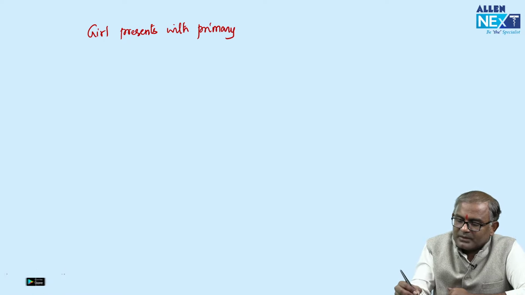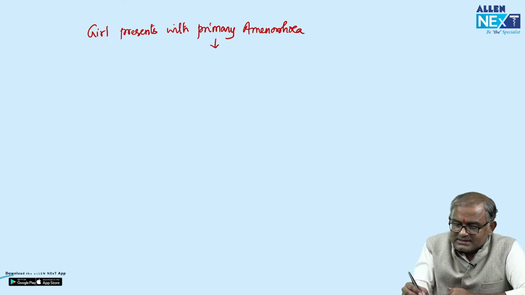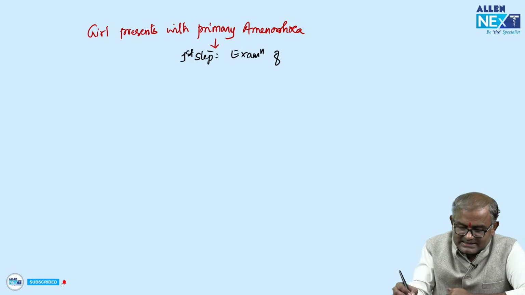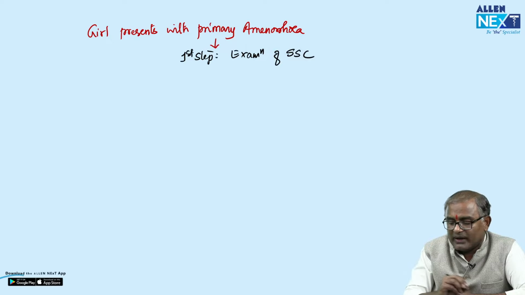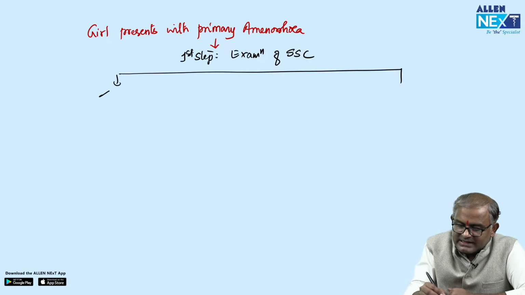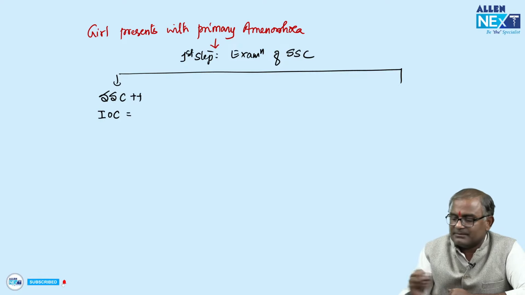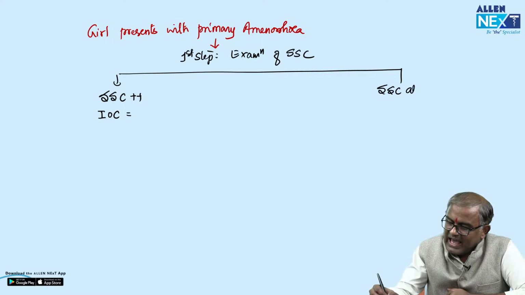Whenever a girl presents with primary amenorrhea, what is the first step? Dear doctor, what is the first step? It is nothing but examination of secondary sexual characteristics. Okay. Now, dear doctors, if secondary sexual characteristic present, what is the investigation of choice? If secondary sexual characteristic absent, what is the investigation of choice?